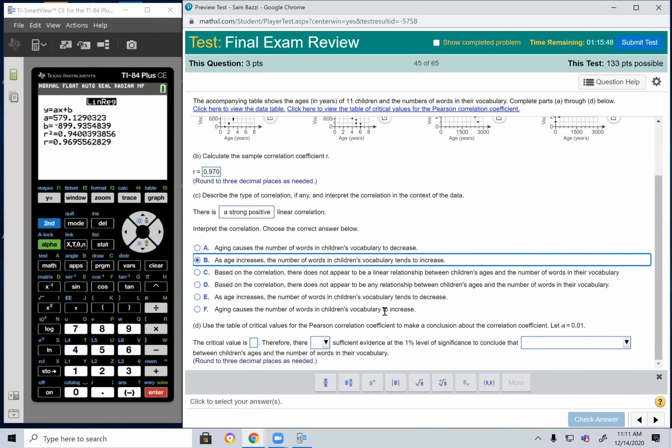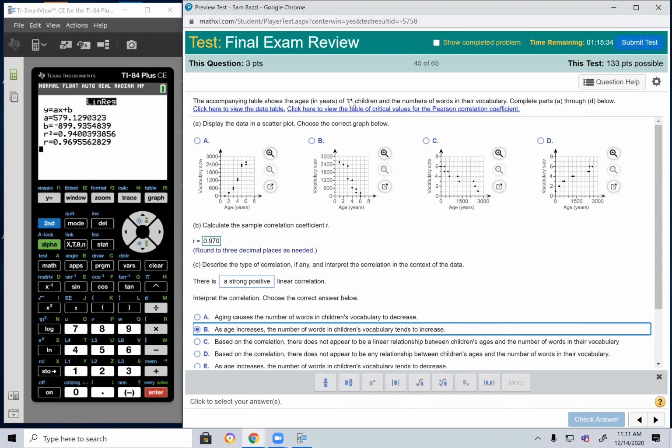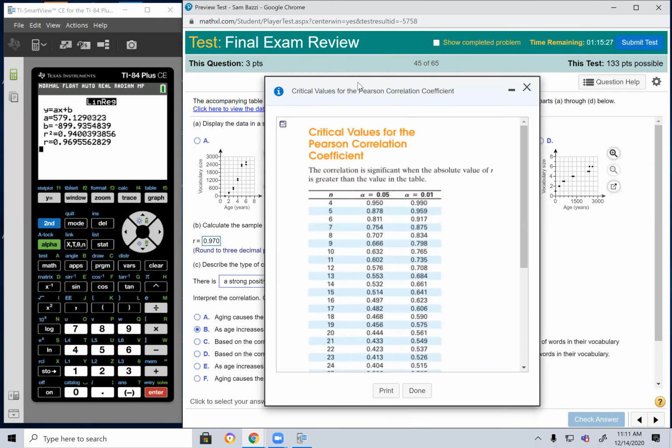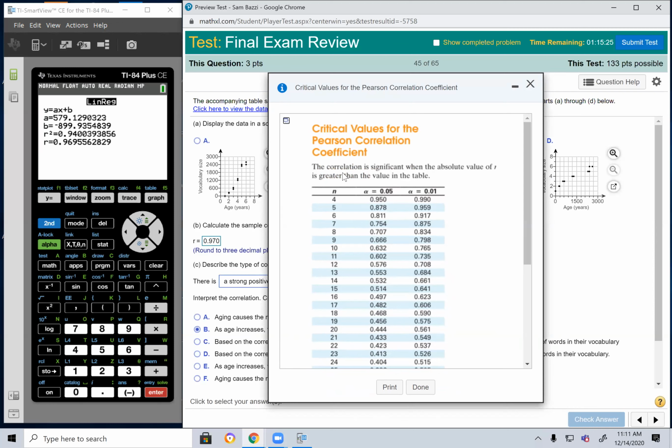Now, the next one. Use the table of critical values for the Pearson correlation coefficient, which is R, to make a conclusion about the correlation coefficient. Let alpha equal 0.01. Okay, guys, how many do we have in the sample? 11. He says use the critical value tables. You click on it, and it's self-explanatory. He tells you what to do. The correlation is significant when the absolute value of R is bigger than the value in the table.